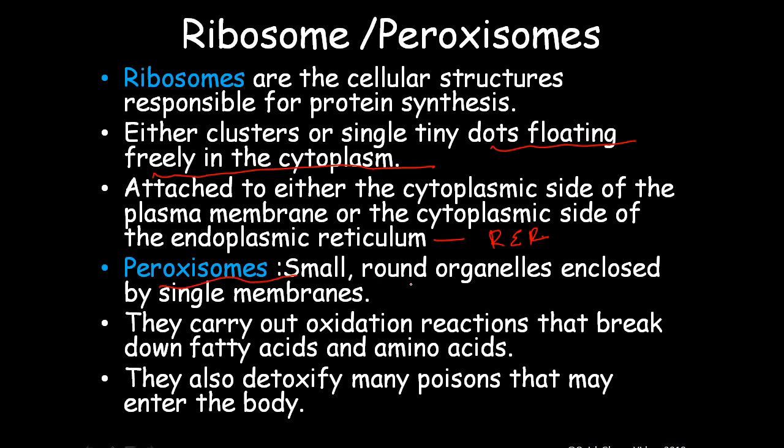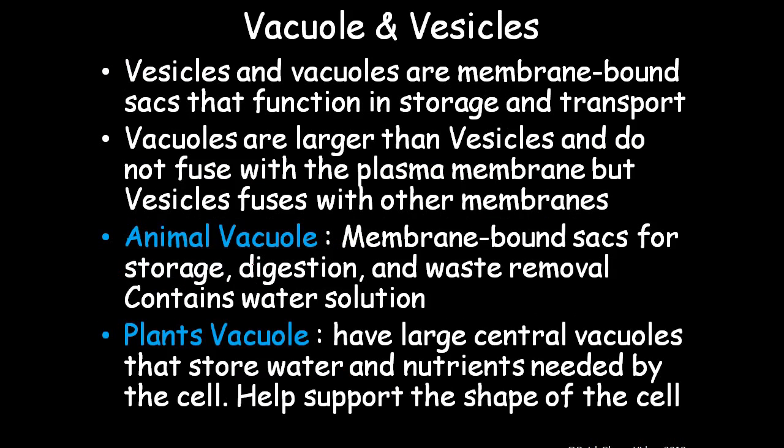Peroxisomes. Small and round organelles enclosed by a single membrane. They carry out oxidation reactions that break down fatty acids and amino acids. They also detoxify many poisons that may enter the body. So this acts as a detoxifying agent in the cell and protects the cell. I'm going in brief through all the structures so that we can cover maximum organelles in the eukaryotic cells.